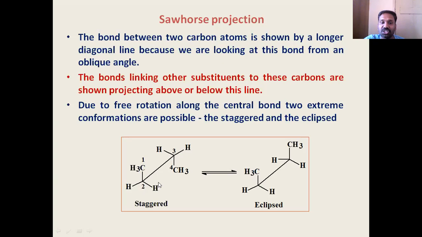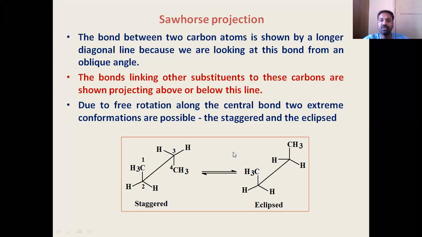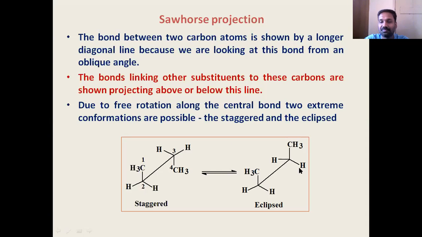So in Sawhorse projection, first we are going to write that bond, the C2 and C3 bond, using a line. And this line we don't write either horizontal or vertical. We are going to write a slant line, not a standing line or a sleeping line.